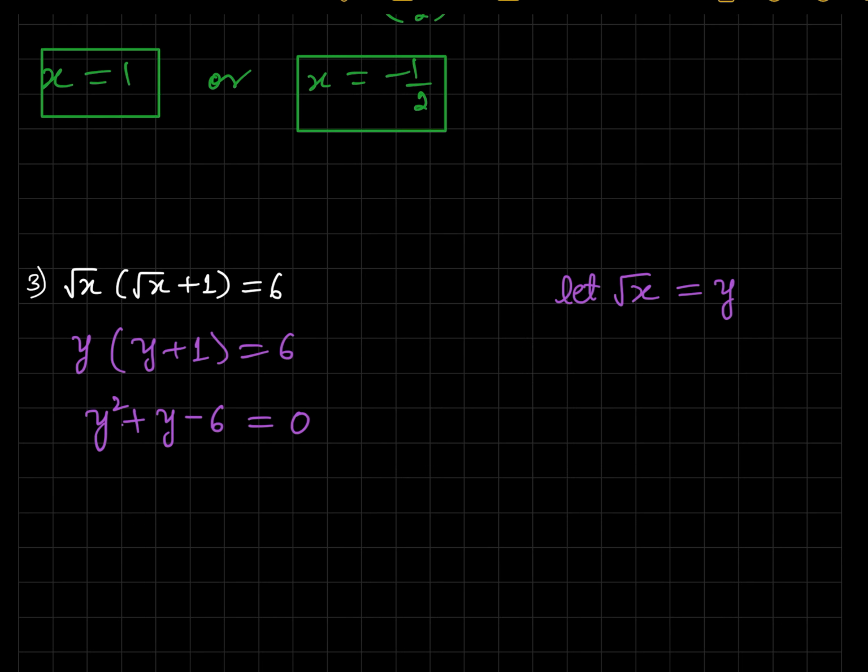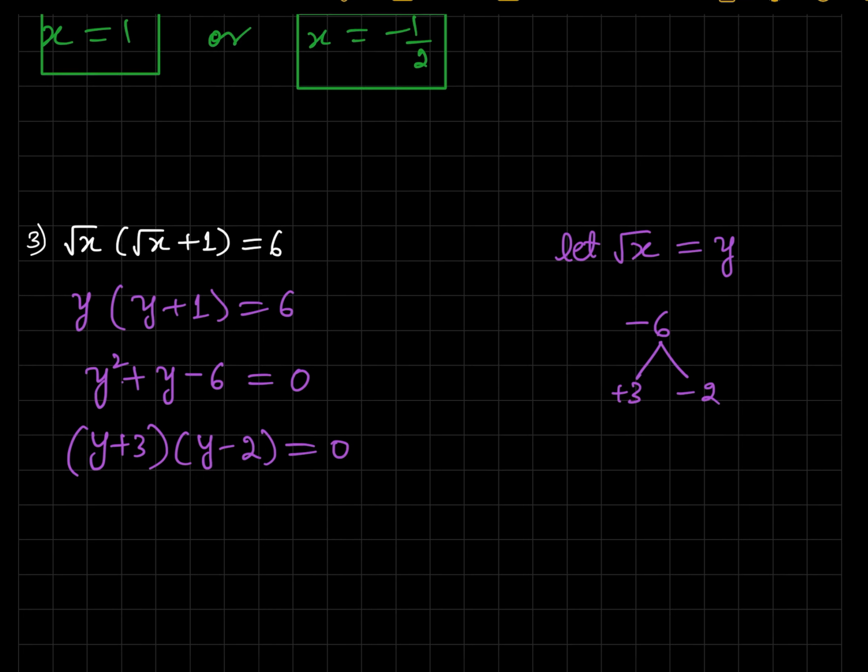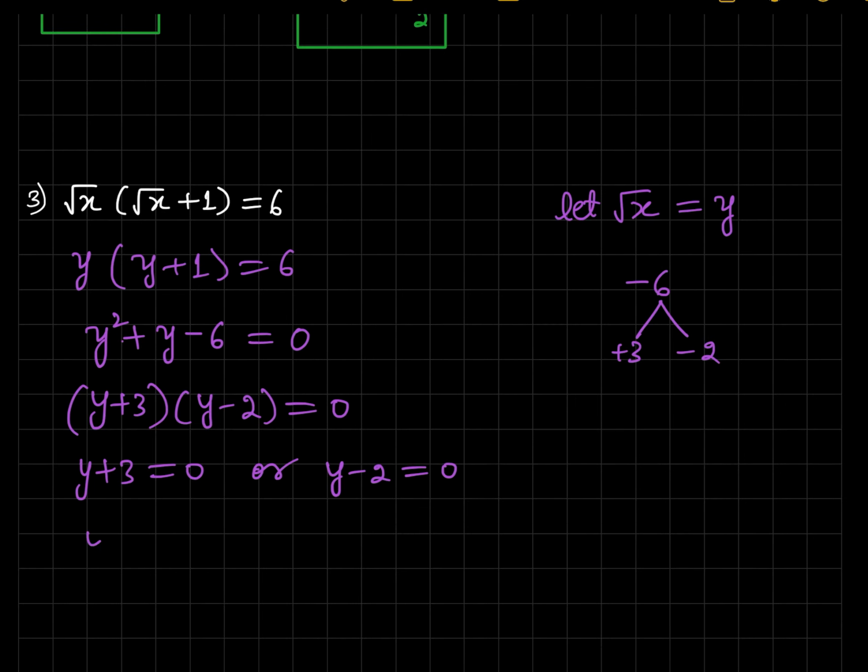Now what we will be doing? Negative 6, and branch it out. So I can say plus 3 minus 2. So this would be y plus 3, y minus 2 equals 0, and this would give either y plus 3 is equal to 0 or y minus 2 is equal to 0. So I can say either y is negative 3 or y is positive 2.